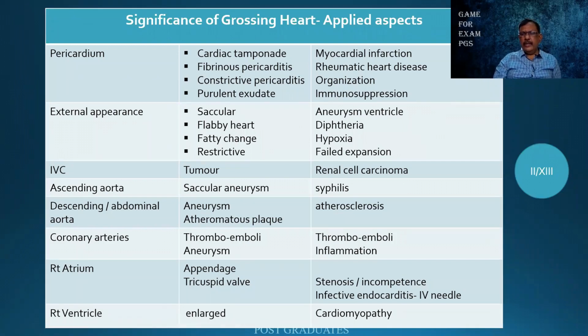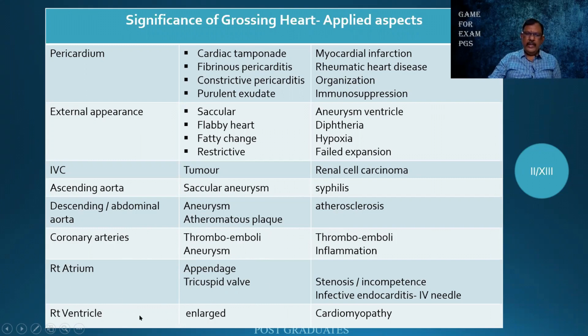Now, what is the significance of grossing the heart? I have compiled my own list over here. From the pericardium, what do you see? From the external surface, what do you see? Inferior vena cava, the tumor that I said: renal cell carcinoma. Ascending aorta, sometimes we can find a saccular aneurysm in a case of syphilis. Descending or abdominal aorta, these are all the classical lesions: atherosclerosis. Coronary arteries, the most important culprit will be the thromboembolus. Sometimes there can be an aneurysm in a case of a myocarditis.